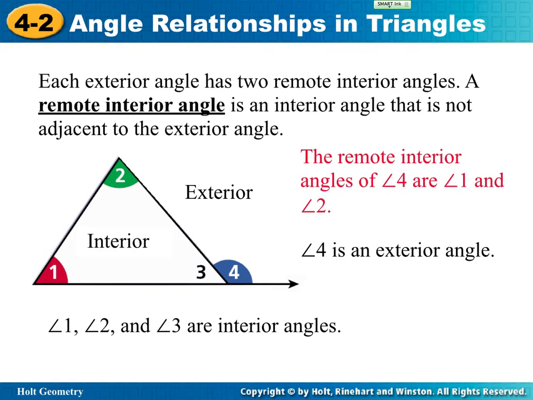Let me go to the board here and draw you a little different picture. Let's go this way. 5, 6, 7, 9. Okay, which one's the exterior angle? Angle 9. Which ones are the remote interior angles? Interior angles that are not adjacent to it. That would be 7 and 5. These are the remote interior angles with that exterior.